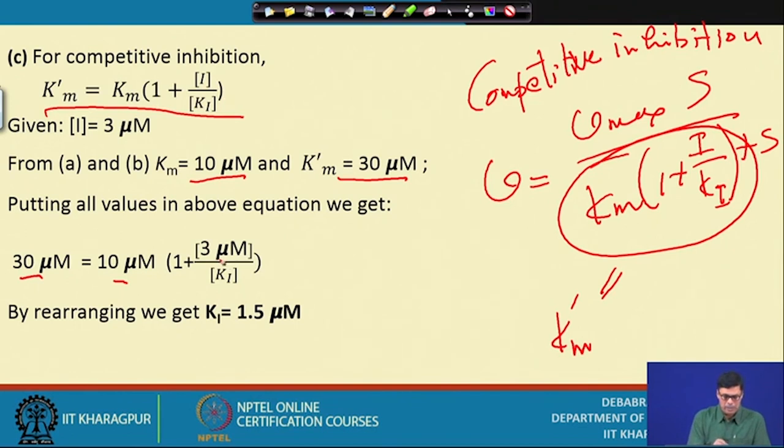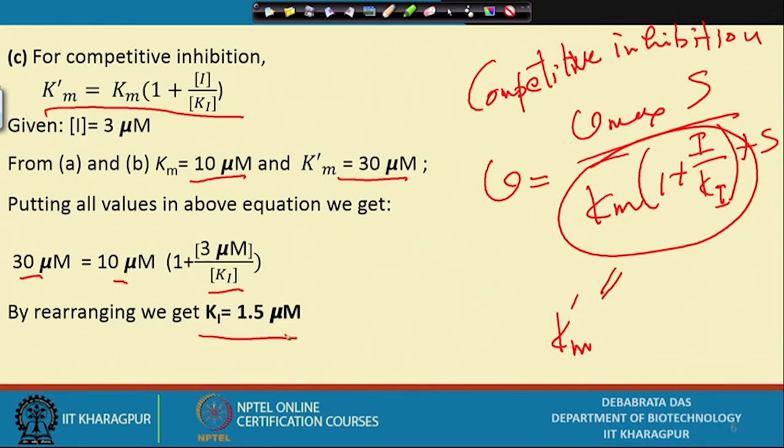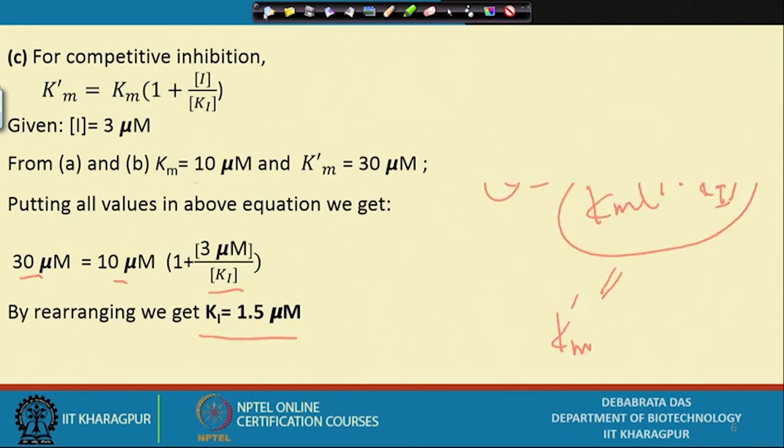The inhibitor concentration is 3 micromoles, that is given. So, we can easily calculate the Ki value. The Ki value is nothing but the equilibrium constant between the enzyme and the inhibitor complex, that you know, that is the equilibrium constant. This is the Ki value, we can easily calculate.